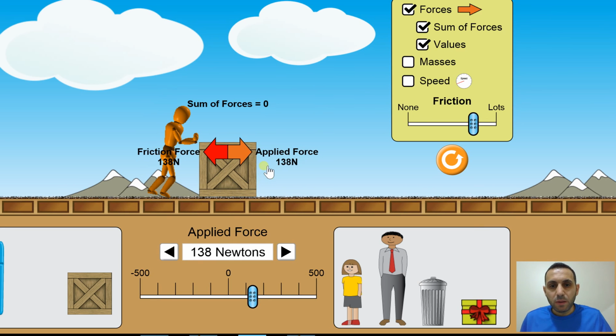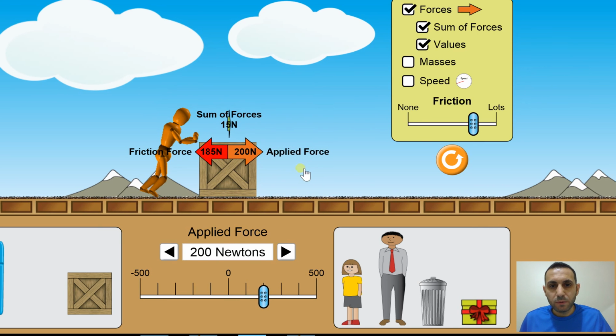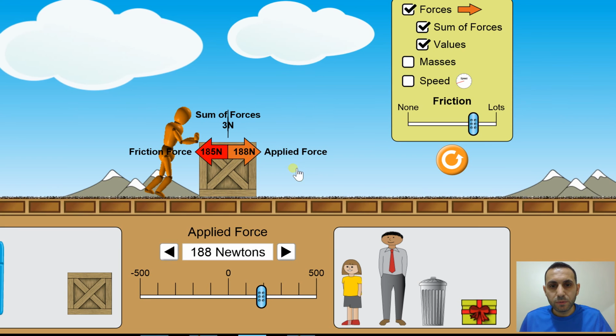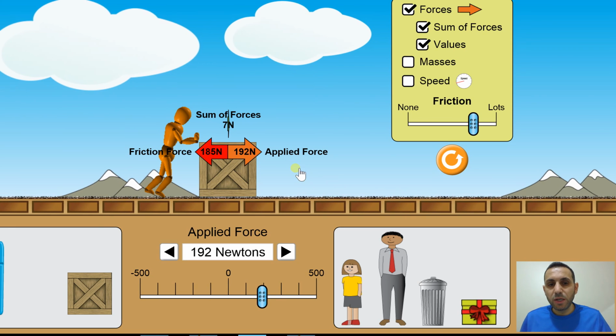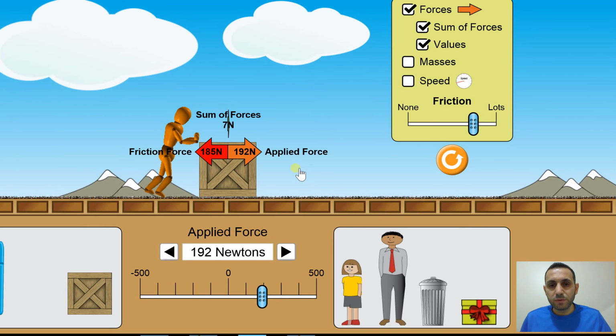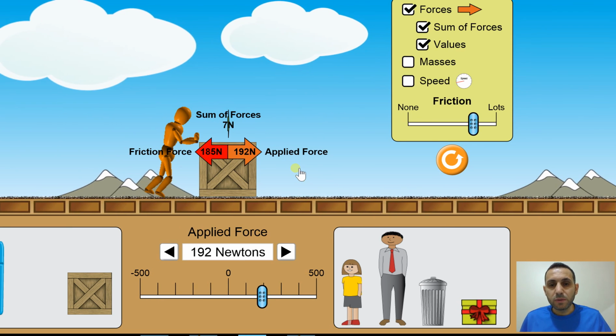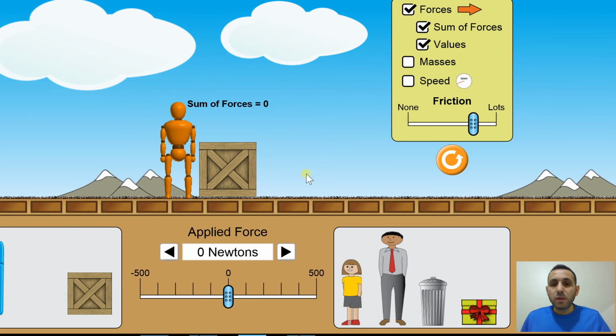Okay, let's see how much it becomes now. 185. So it increased from 125 to 185 by changing the type of surface. So with the same box, we saw that by changing the type of the surface, the force of friction also changes. This is the first factor.